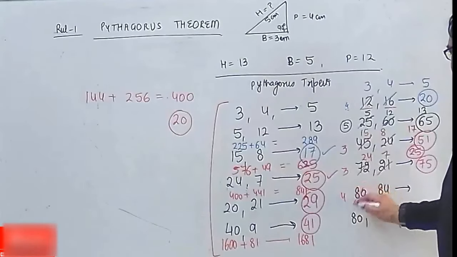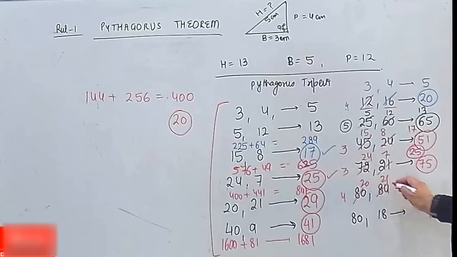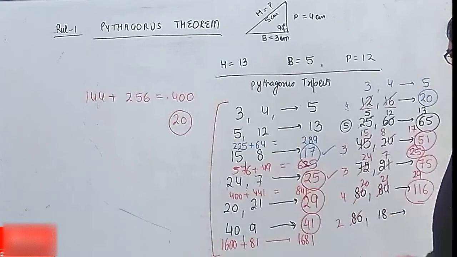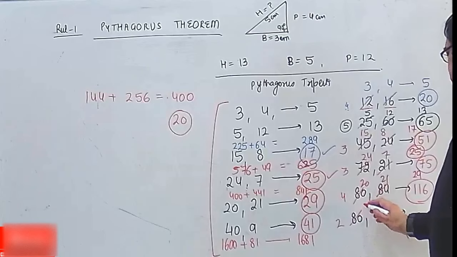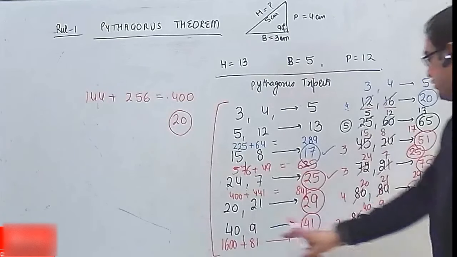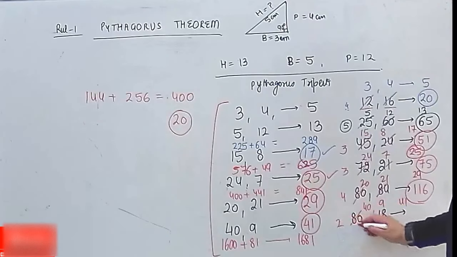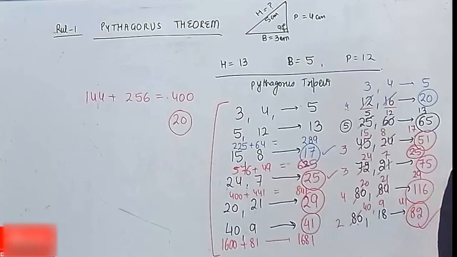This is divisible by 4. This becomes 20 and this is 21. So 21 becomes 29. So this is divisible by 4, divisible by 4, divisible by 4. 29 into 4 becomes 116. 116 is the right answer. Okay. Then we have a common factor of 2. This is 40 and this is 9. 40 and 9 becomes 41. So this is multiplied by 2, this is multiplied by 2, this is also multiplied by 2. That means 82 is the right answer.